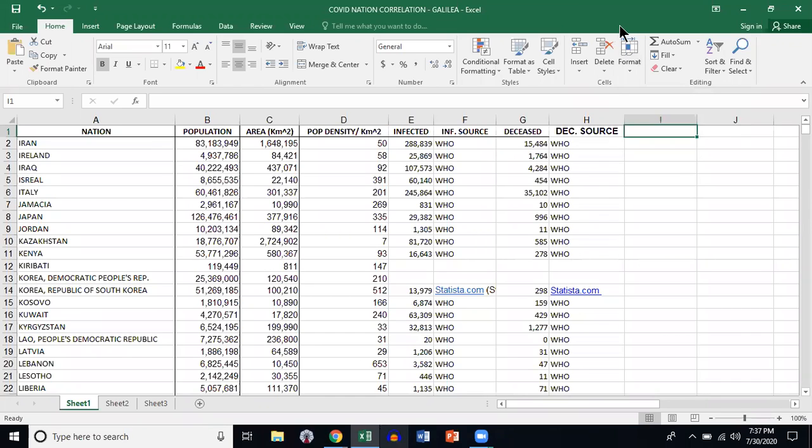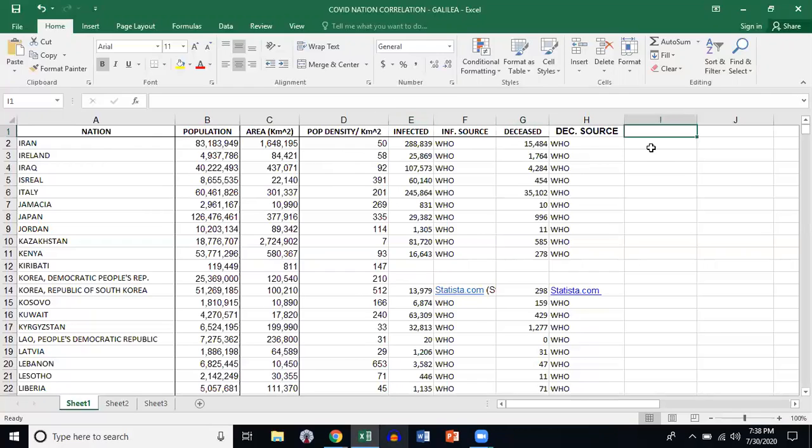Okay, so this is what we need to do to move it forward. I just selected one of the spreadsheets here with the data. As you can see, in the columns, we have the nation, the total number of people in that country, then the area, surface area, then population density, then the number of infected and the number of deceased. So we're going to work with columns E and G now.